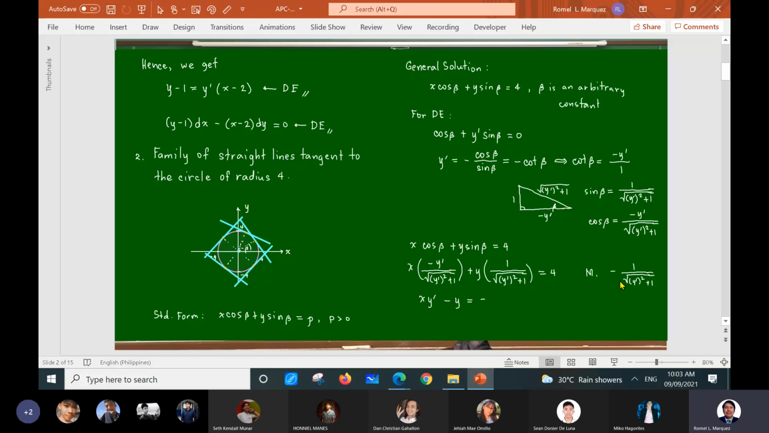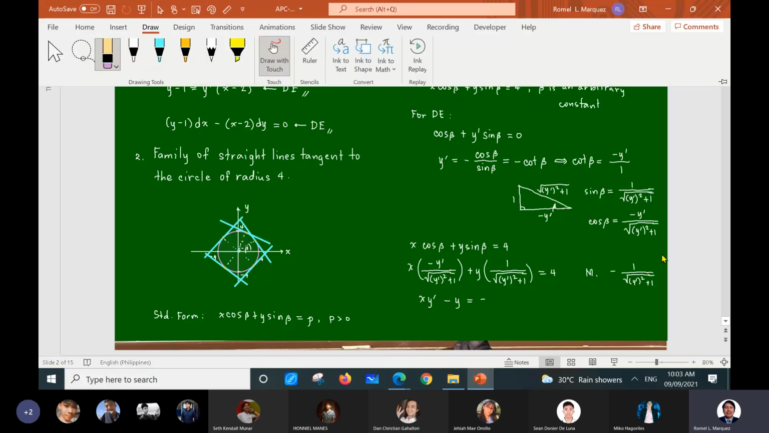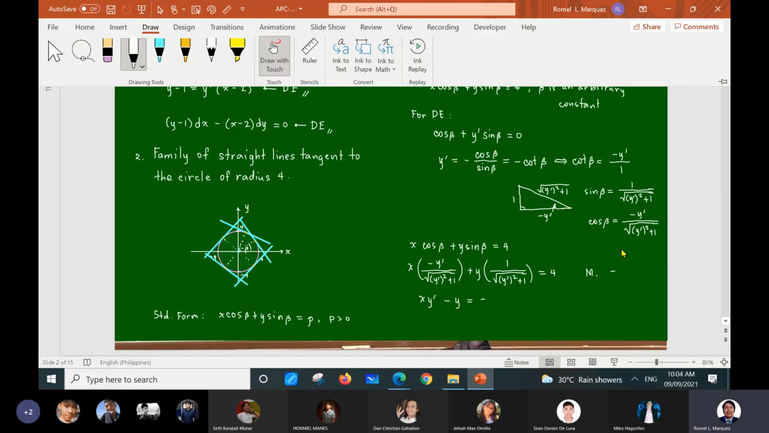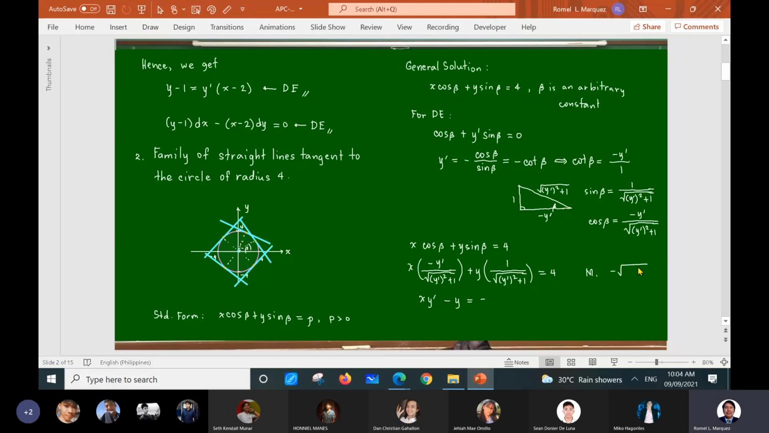Our multiplier is not over, it should be the square root to cancel the denominator. Negative square root of y prime quantity squared plus 1. What is the right side? Negative 4 times the square root of y prime quantity squared plus 1.